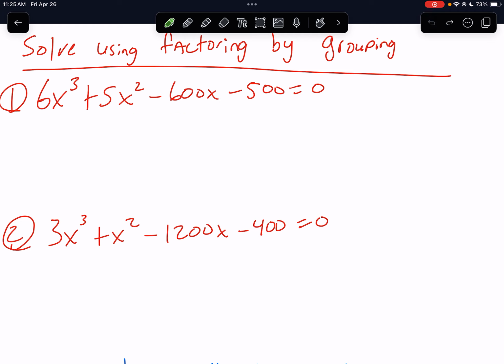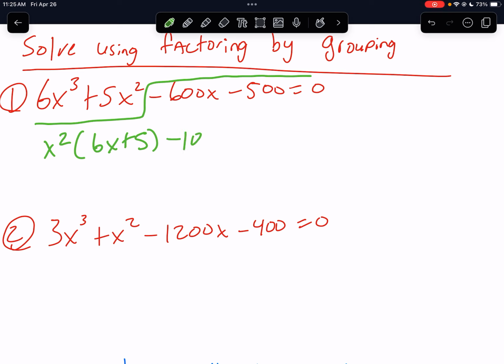No, we can't. After we check for a GCF, if there's 4 terms, what we do is called factoring by grouping, where we split it into 2 teams. And we've already shown this. If you need to see the entire video, go back to that lesson. And you do the GCF of each team. So the first team here, 6x cubed plus 5x squared, we can divide by x squared, leaving me with 6x plus 5. On the second team, we can divide by negative 100.